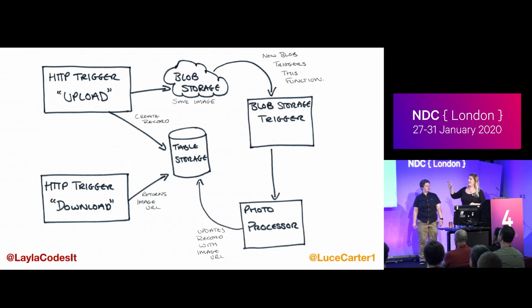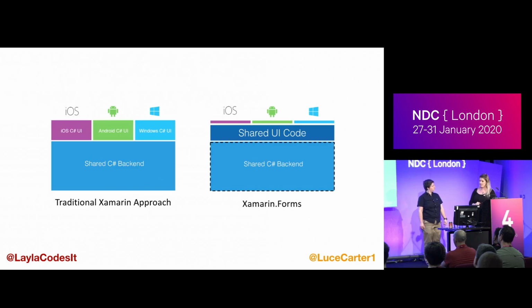But what we're looking at here is a photo processor, which is going to add some sparkle to stuff. So we have the upload trigger. That puts a picture into some blob storage. That triggers a blob storage trigger, which does some photo processing, all writing to a table storage just to give some updates. And then we need to pull the download trigger to see if the picture's ready. And if it's ready, it just returns the URL of the processed picture. And that's where you thought that Xamarin would come in quite good. And we have this slide, which I'm going to pass over to Luce to explain a bit more.